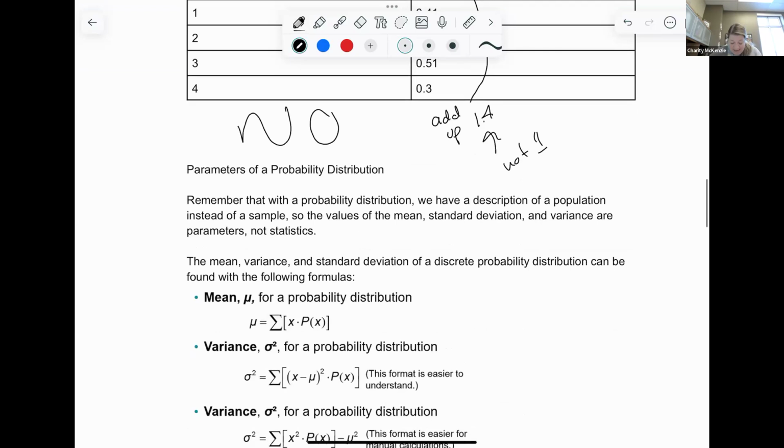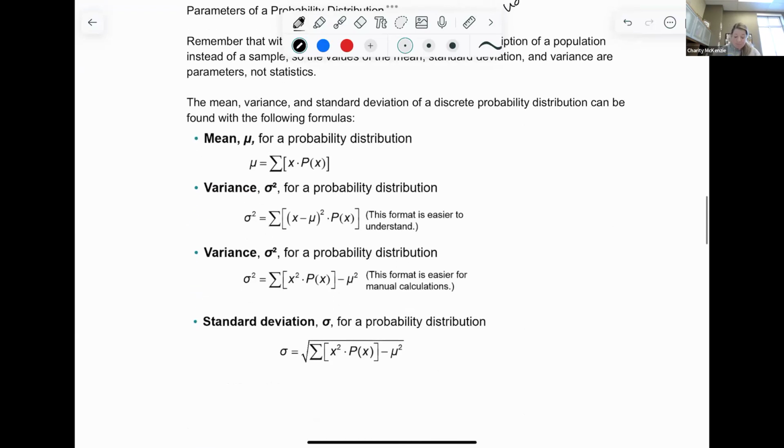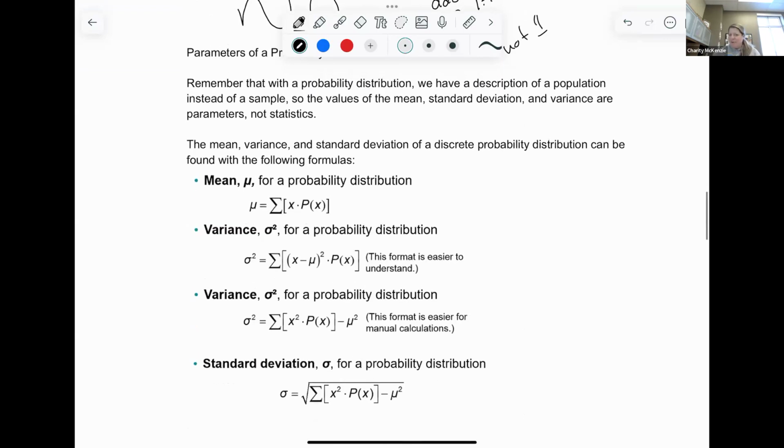Then we can find the mean, the variance, the standard deviation of a probability distribution. The mean's pretty easy. You just take each value, whatever value you have, and times it by the probability. So you just times across on your chart and add them up. That's your mean. And we want the mean, or this could be called the expected value.